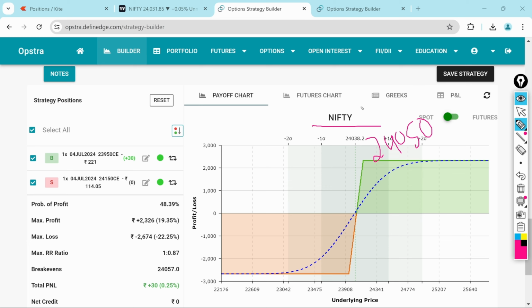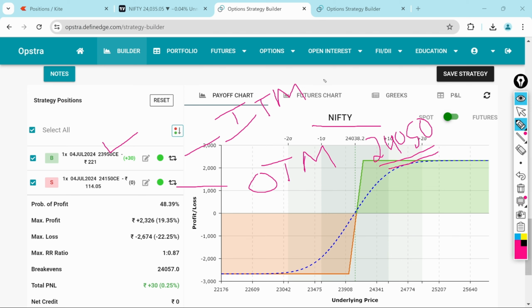To understand the call debit spread, we are using Nifty as an example. Nifty is currently trading around 24,050. In this example, we bought one lot of call and we sold one lot of call. The call strike which we bought is 23,950. That is an in the money call, called ITM. And we sold one lot of 24,150, that is an OTM, out of the money call.